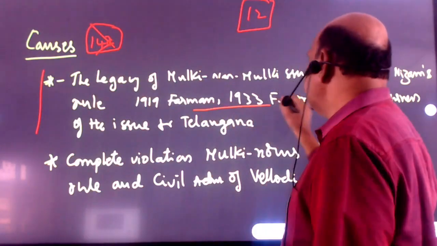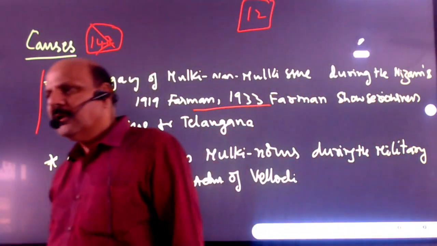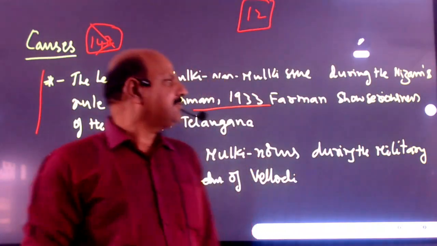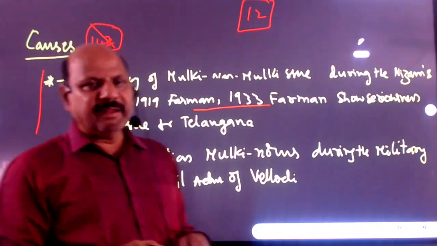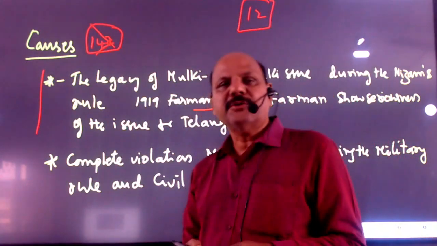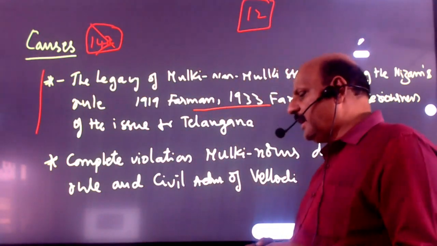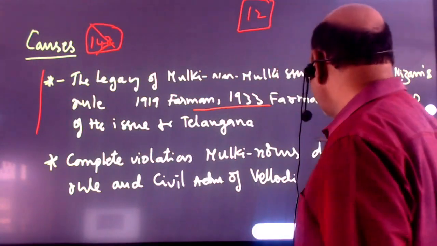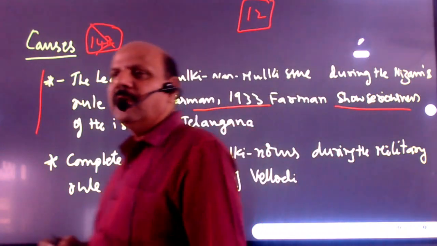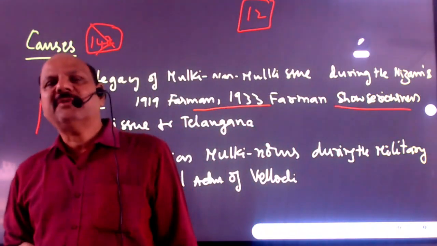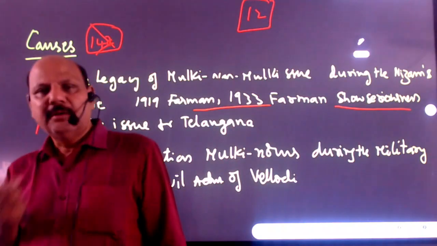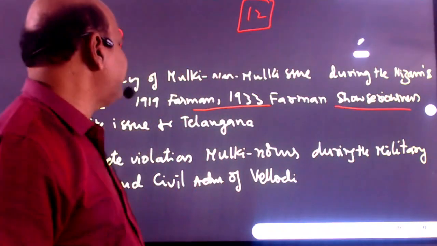We see the Mulki and non-Mulki issue as historically very much relevant in Telangana, and this was seen in the circumstances that led to the 1919 Farman and also the 1933 Farman. So the point is, the seriousness of the Mulki and non-Mulki issue for Telangana is very, very important, and we see a historical legacy or continuity of this.